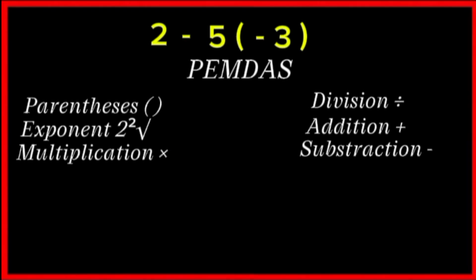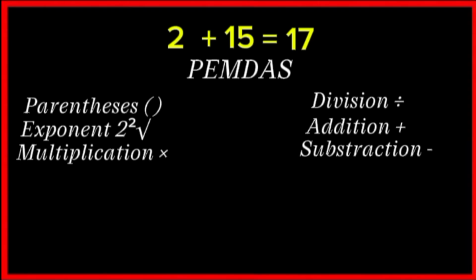So we solve 5 multiplied by negative 3, which gives us negative 15. Now the expression becomes 2 minus negative 15. And remember, subtracting a negative number is the same as adding a positive number. So this turns into 2 plus 15. And finally, 2 plus 15 equals 17. So the correct answer to this problem is 17, not 9.